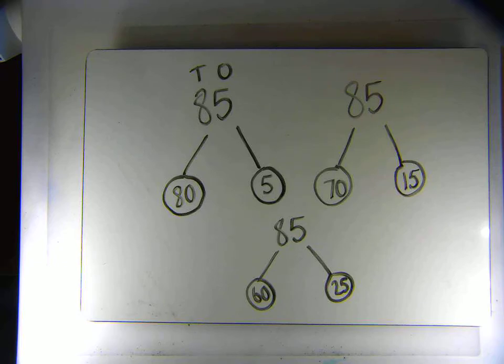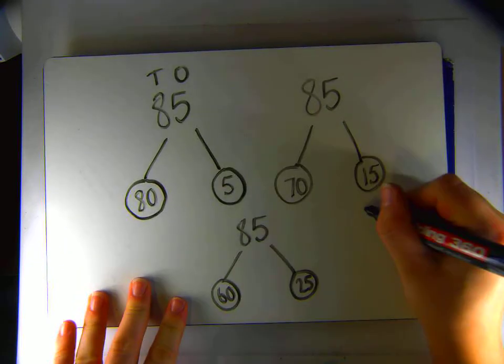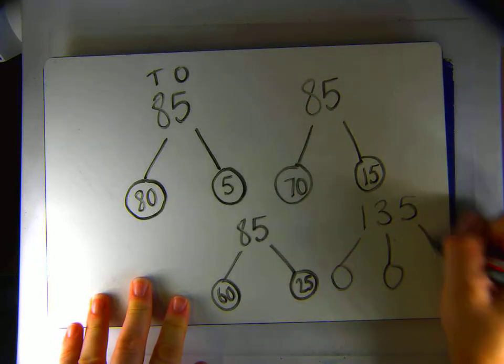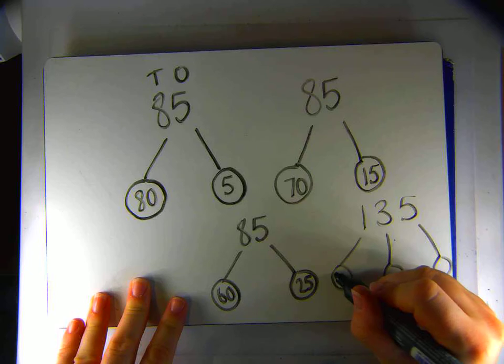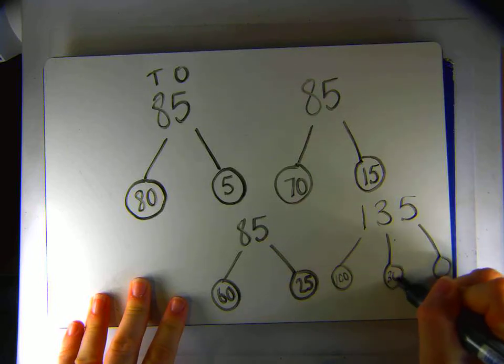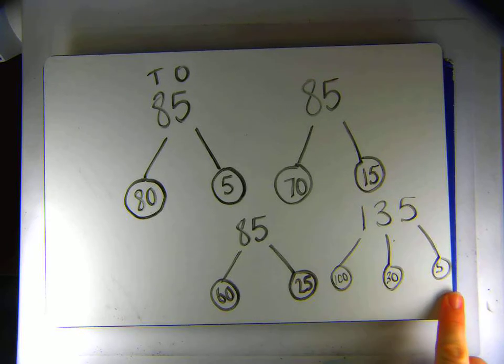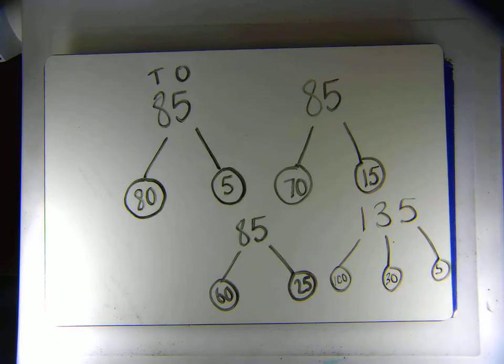So if you're going to do that with 3-digit numbers, the only difference would be that you'd have 3 parts to separate into rather than just 2. Okay, so you would say 135, and you can do the same thing. You can move a 10 over here, you can move a 10 over here even, and find as many different ways as you can of representing those numbers.